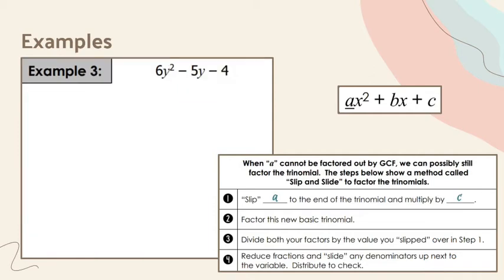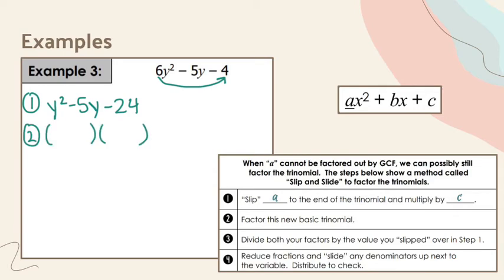Example number 3. Step 1. We are going to slip this over here. So we've got y squared minus 5y minus 24. Step 2 is to factor that. y, we want to multiply to get a negative, so we have to have one positive, one negative. We are going to use negative 8 and positive 3 to get 24 and 5.